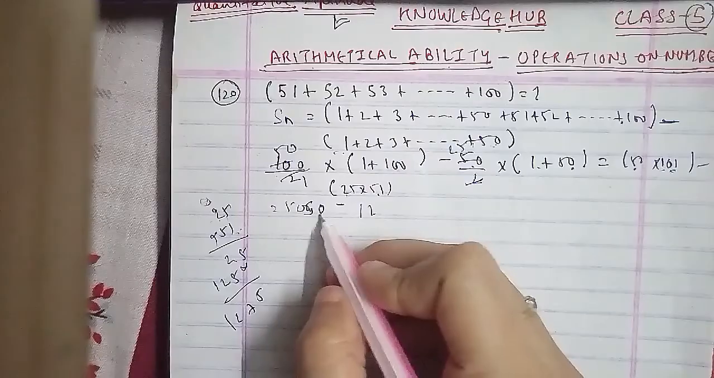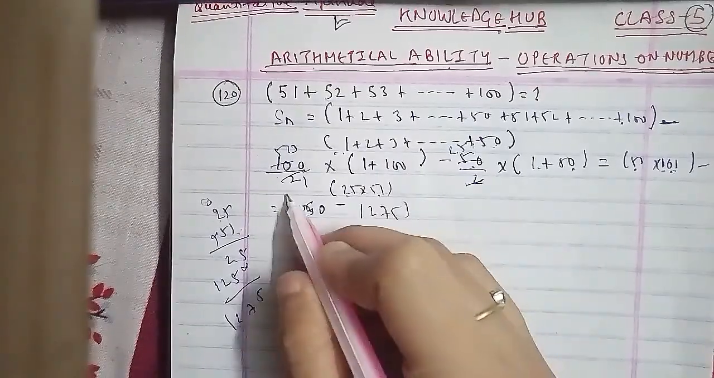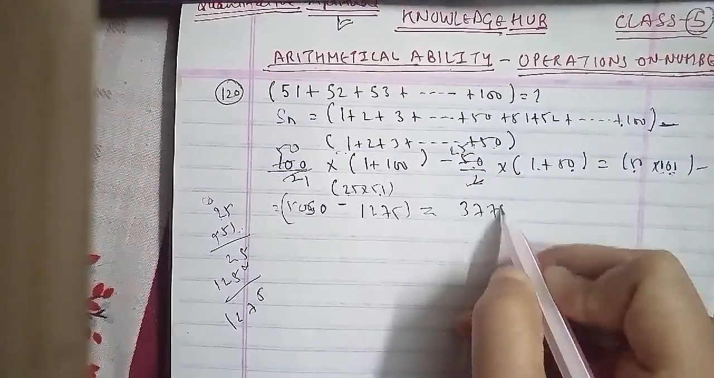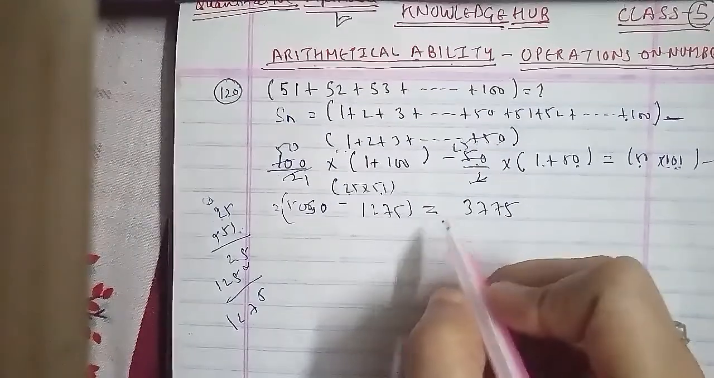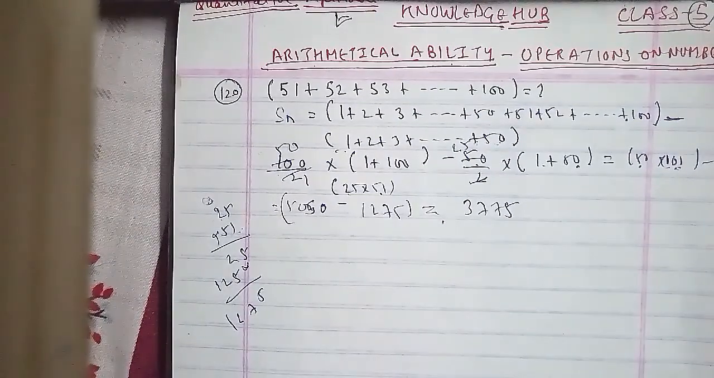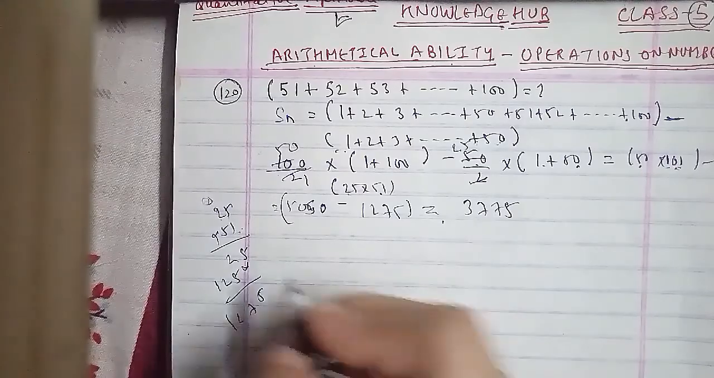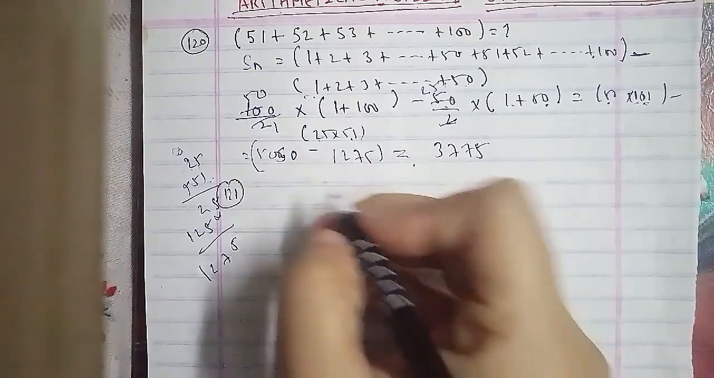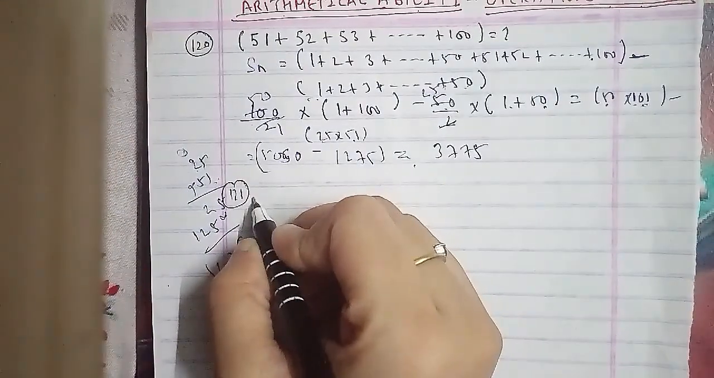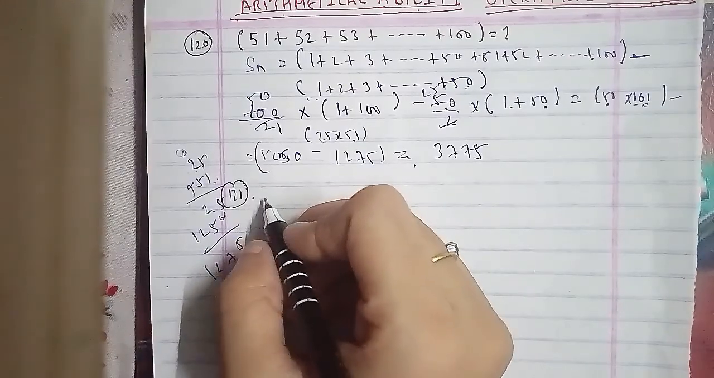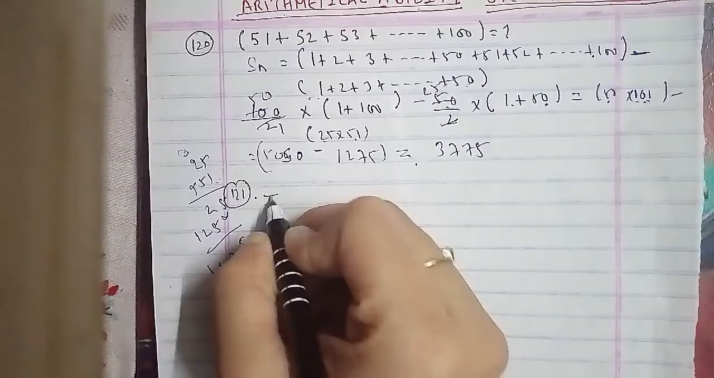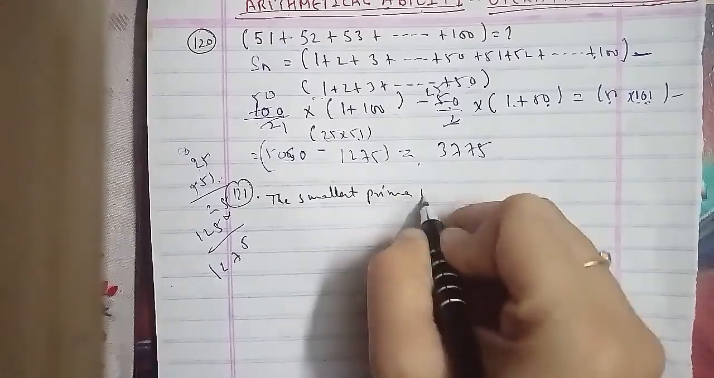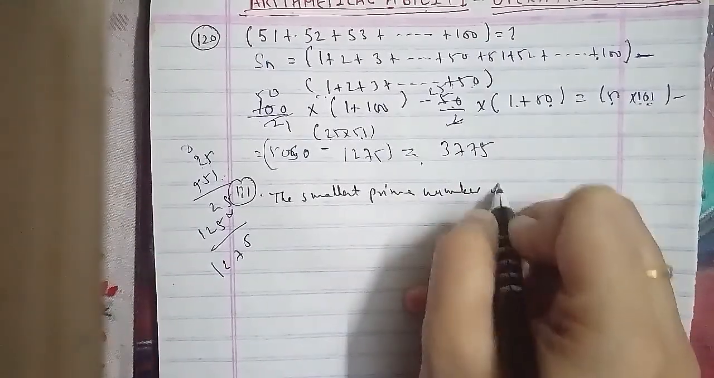Now we'll go ahead with another question, the 121st question of the session: the smallest prime number is. You have to find the smallest prime number. The options we have are 0, 1, 2 and 3. As you know, the smallest prime number is 2. So the answer is 2.